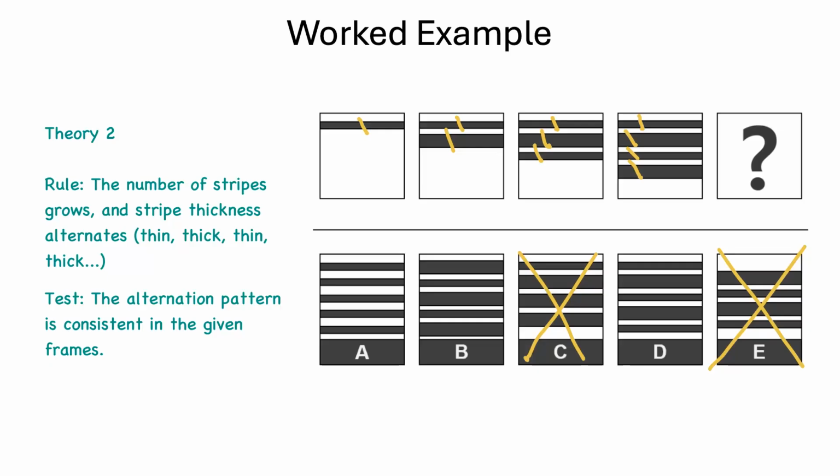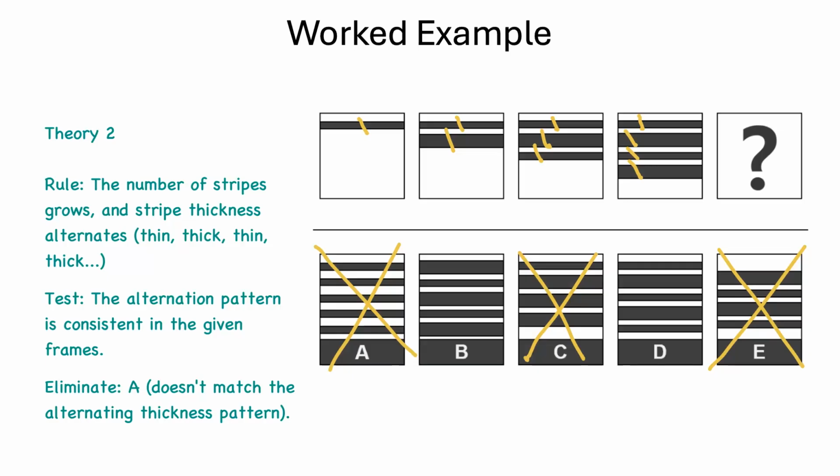So if we return to our answer options, we can therefore eliminate answer option A, because answer option A only has thin stripes. But again, we still have 2 possible answer options. We have B and D. Now, before we redefine the rule for a theory 3, what's the difference here? Well, we see in frame 1 up top that we have this thin stripe to start.